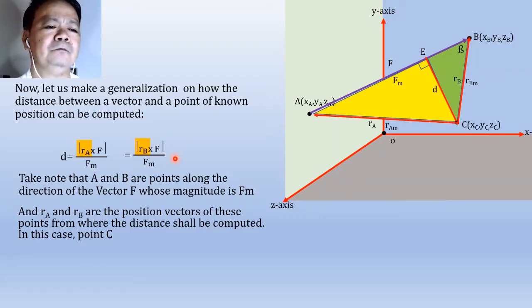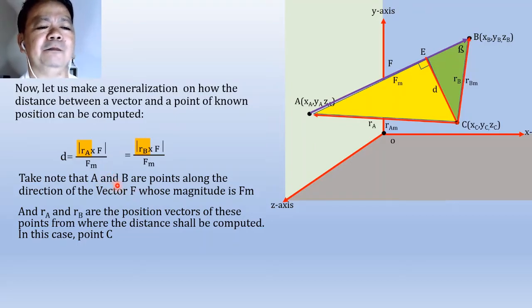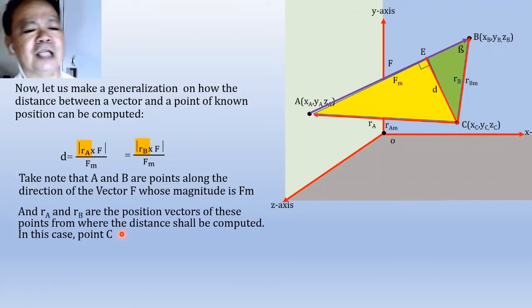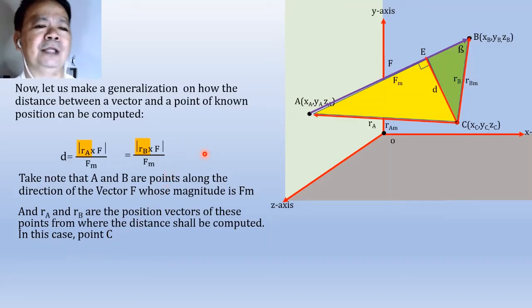Sabi nga, kung yung F ay dumaraan sa points A and B, then the position vectors shall be the position of those points from where the distance of the vector shall be measured, and that is at point C. So if we multiply that position vector by that vector F, then we can compute for the distance between the vector and the reference point C. So we can therefore make a generalization. And how are we going to write the generalization?